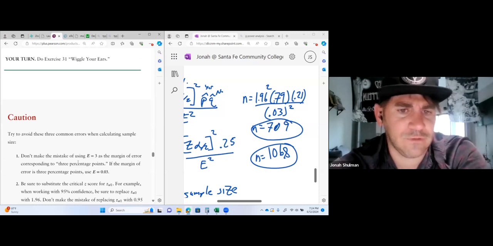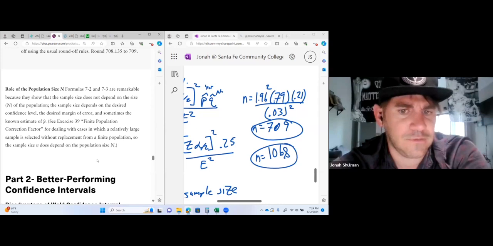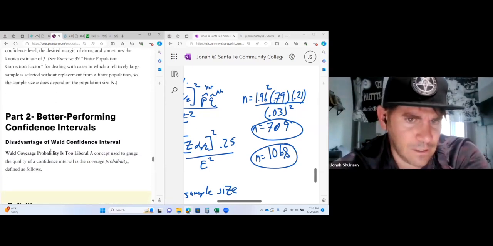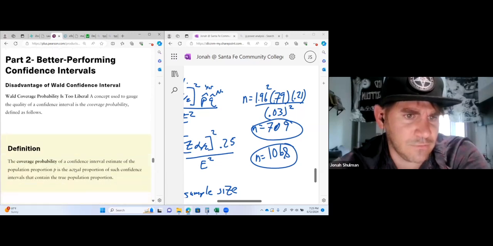Caution, don't make the mistake of using 3 because it's percentage points. Duh. If I saw it and read it, I'd be better. All right. So assuming we're at the end, the next concept used to gauge the quality of a confidence interval is the coverage probability, as follows.